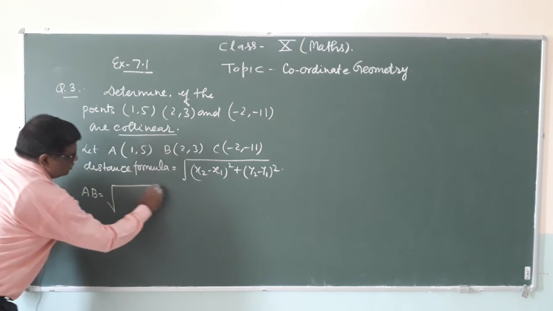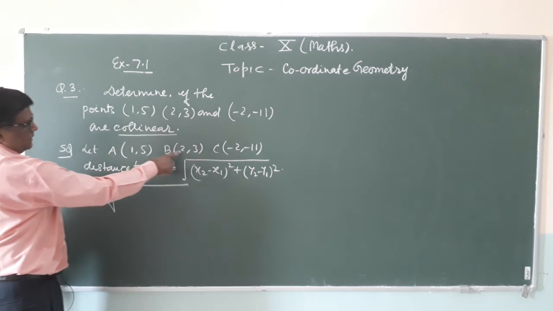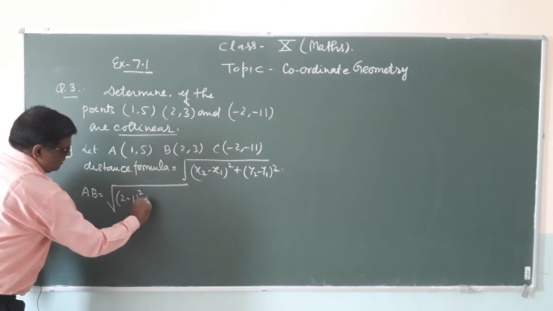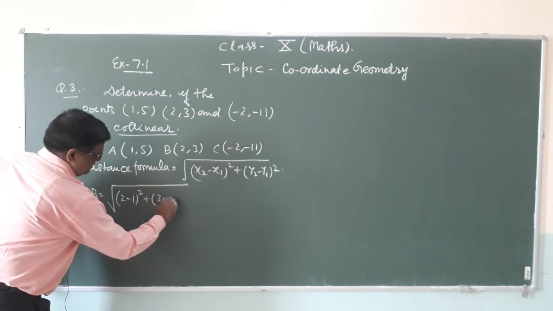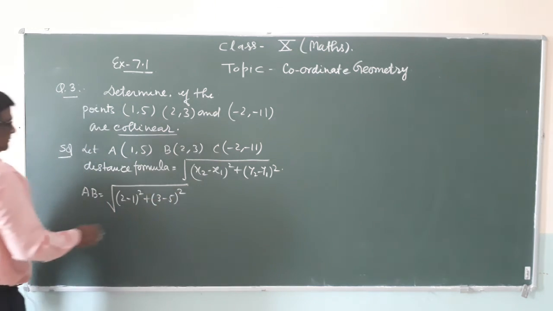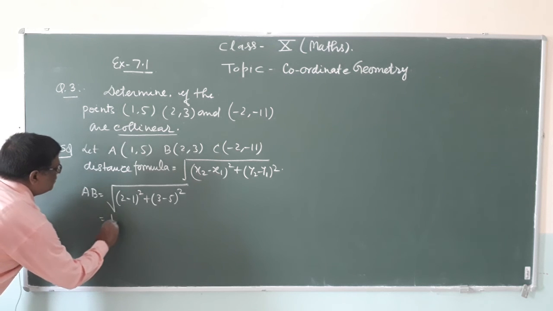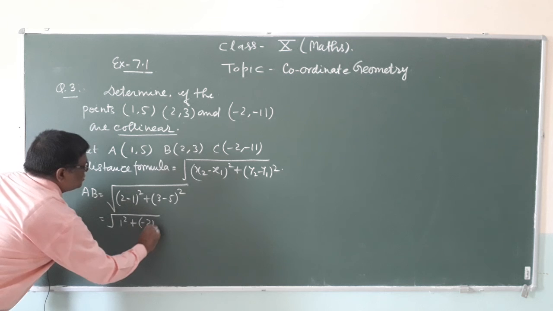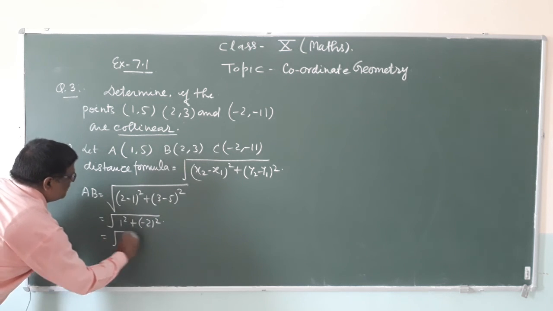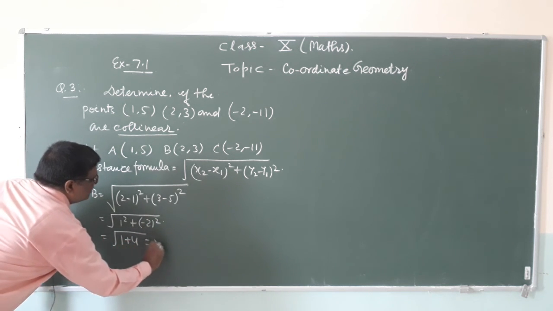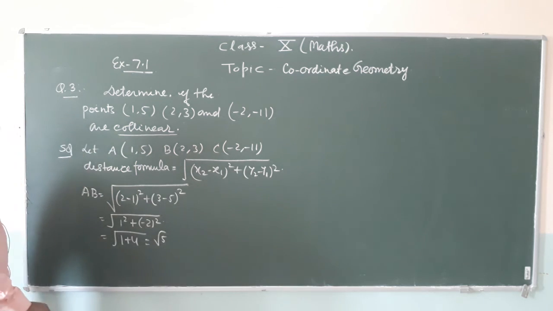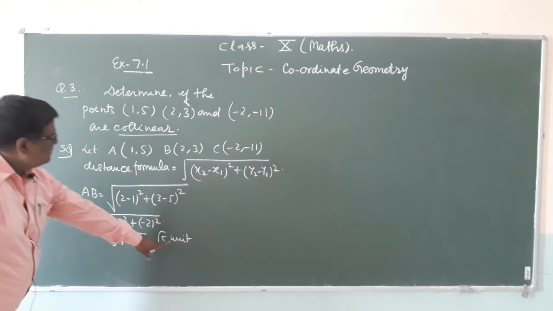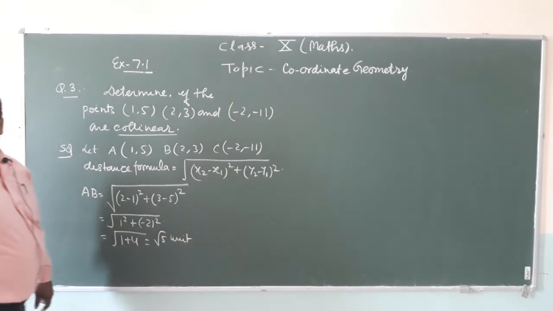Now write root, AB, with x1, y1, x2, y2. So (2 minus 1) whole square plus (3 minus 5) whole square. This can be written as square root of 1 squared plus (-2) squared, which is equal to root of 1 plus 4, that is root 5 units. So AB is root 5 units.